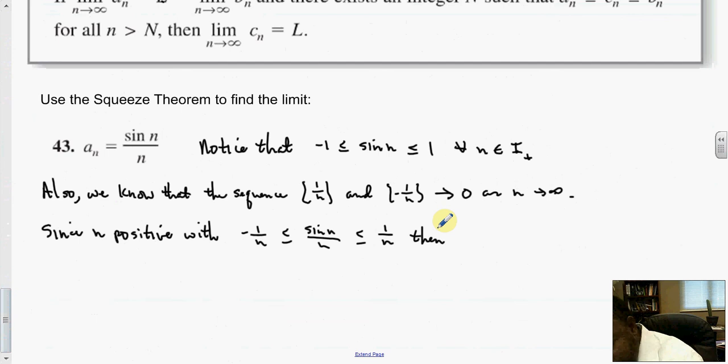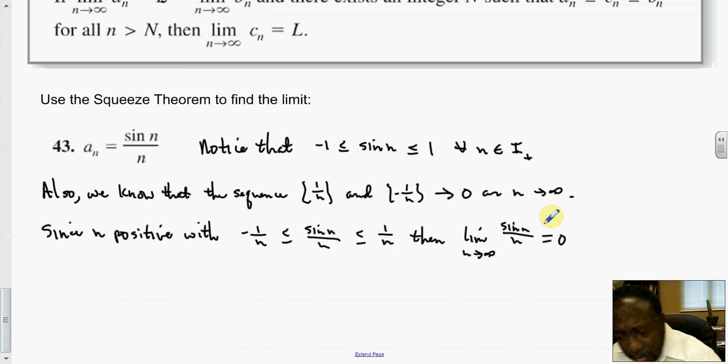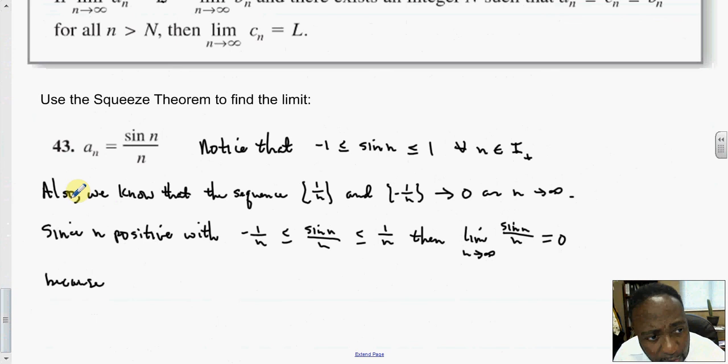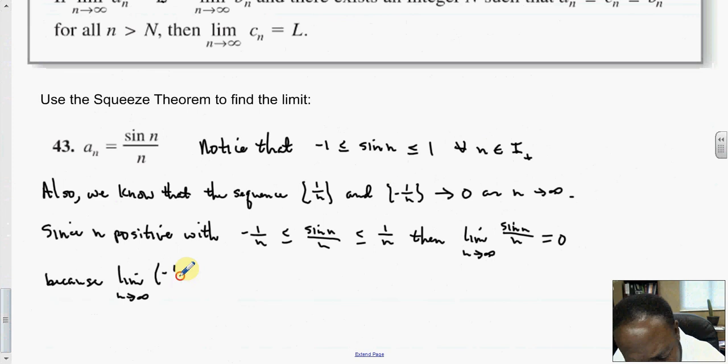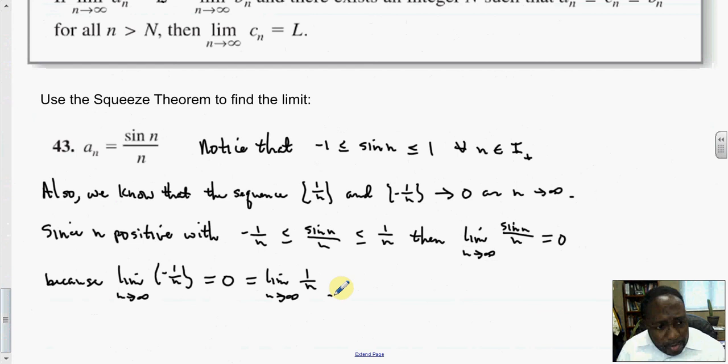let me state it, then the limit as n goes to infinity of sine n over n goes to 0, because the limit as n goes to infinity of negative 1 over n is equal to 0, and that's the same thing as the limit as n goes to infinity of 1 over n. So, very good. Well, let's look at some other consequences of the sequence.